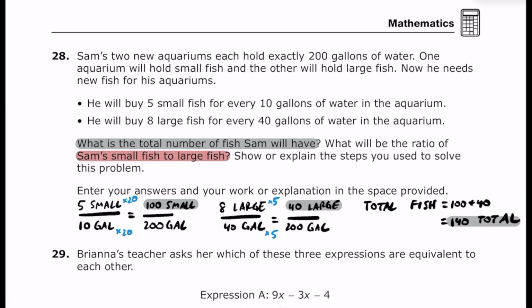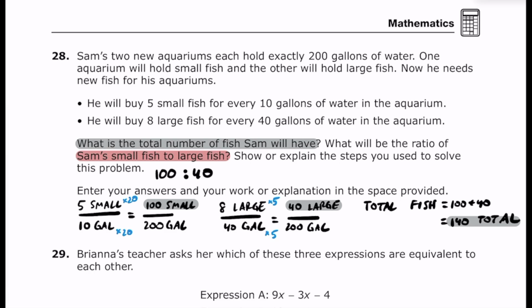And for the second part, it just asks what's the ratio going to be, and it's specific in saying that it's small fish to large fish, so you have to make sure you put the small fish number first. So if we go ahead and do that, I'm going to write it over here because I have a little bit more space, but small fish is going to be 100 and large fish is going to be 40.